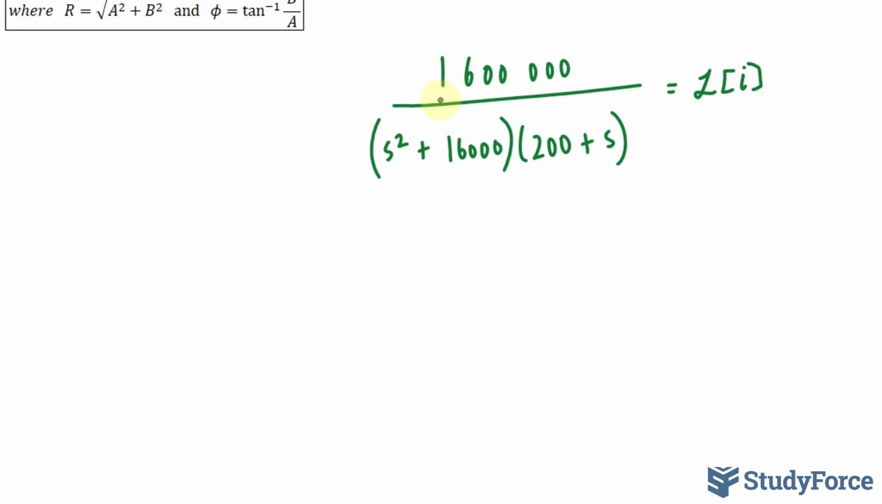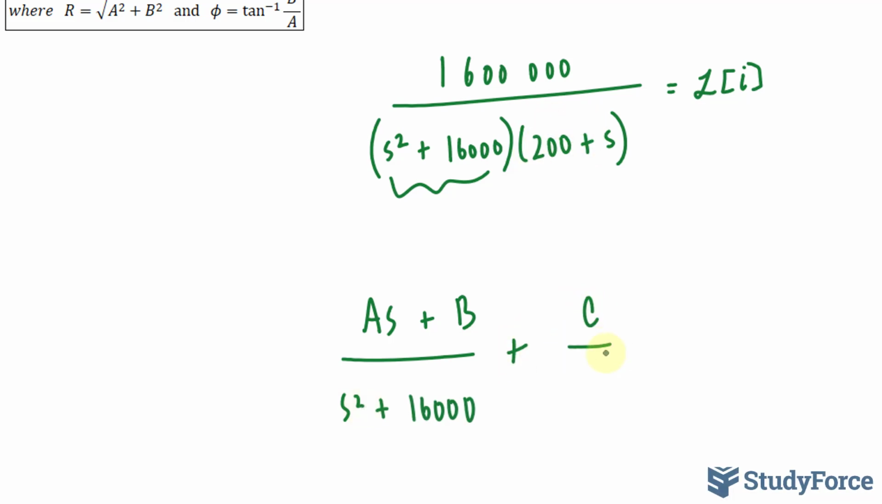I'm going to separate this into partial fractions. Notice that this right here is a quadratic. And when you have a quadratic as a factor, you have to introduce two unknowns, a and b. And technically, since we're dealing with s, it should be a times s plus b over this factor. This right here is a linear factor, so you only introduce one unknown, which I'll call c.